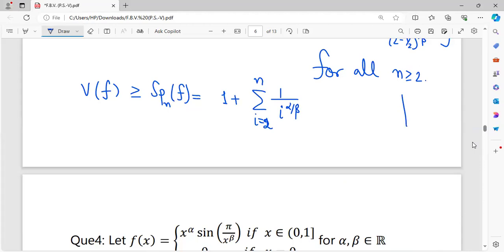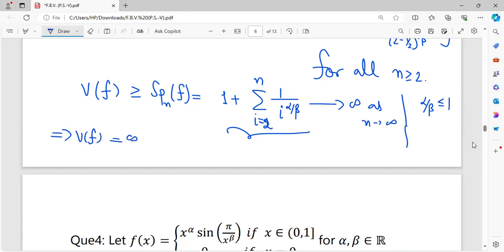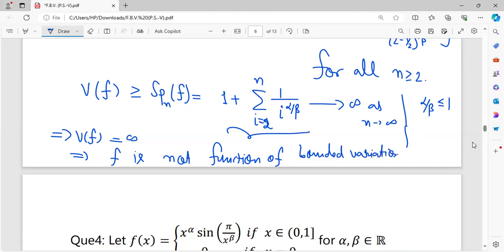And we know that if alpha upon beta is less than or equal to 1, this series is divergent. So this will tend to infinity as n tends to infinity. So this means Bf is infinity. It means f is not a function of bounded variation if alpha is less than beta.